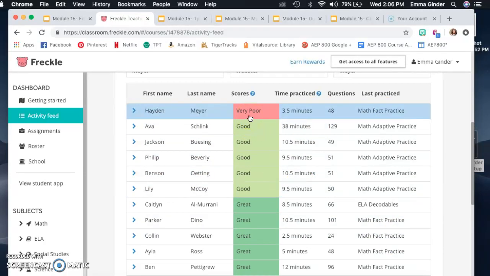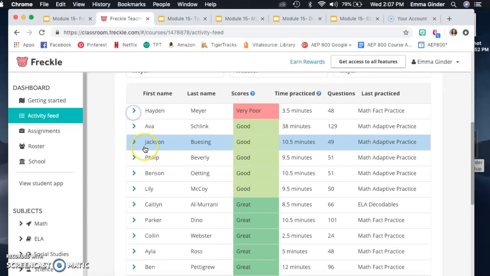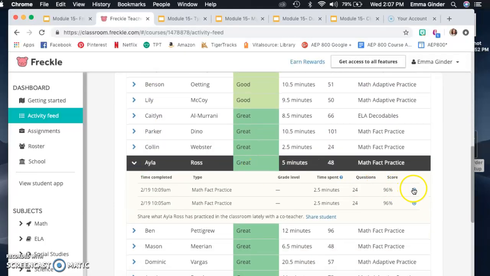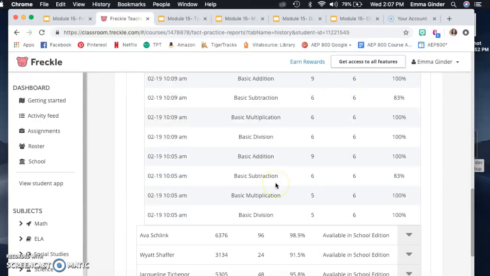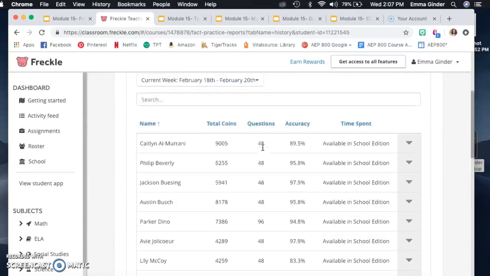Here it shows that my friend scored very poorly, and when I wonder why, because it's usually someone who does a nice job, I can go, oh, because they tried to answer 24 questions in 30 seconds. So it looks like they weren't using their time wisely. Then I can go even more in depth and see the actual scores and the actual topics that they were practicing, and it'll take me down. So she was working on basic addition, subtraction, all of the math facts there.